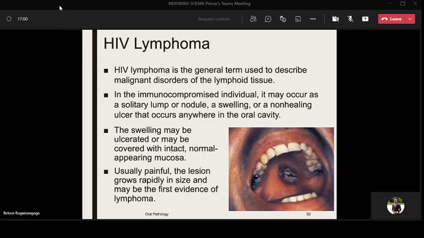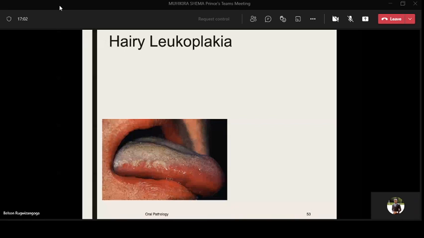So hairy leukoplakia, we have mentioned it before, but it is also one of the opportunistic diseases in cases of HIV/AIDS.